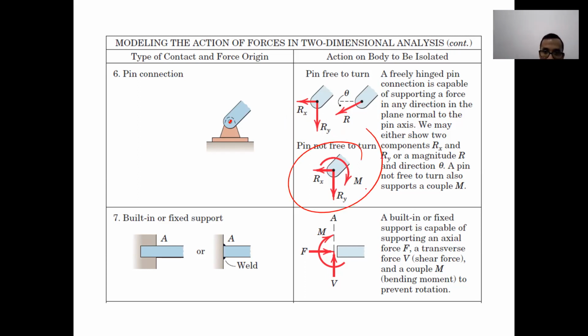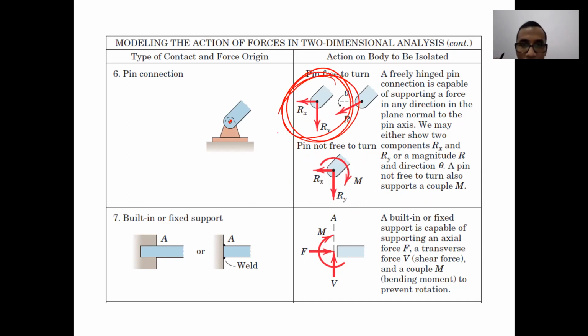You need to draw the free body diagram like that if the problem stated that the pin has a friction there. But if the pin is frictionless, and most of the time the pin is frictionless, then you just need to draw it like this. Most of the time, this is what we draw for pin.